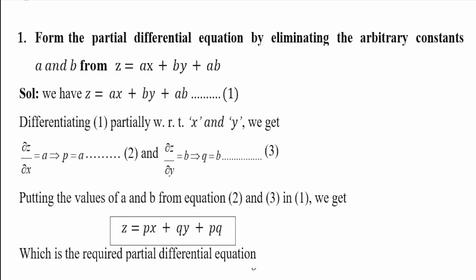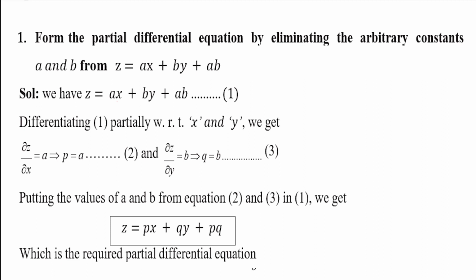First problem is: form the partial differential equation by eliminating the arbitrary constants a and b from z = ax + by + ab. First we consider the given one as equation number 1, that is z = ax + by + ab, and differentiating this equation partially with respect to x, we get ∂z/∂x = a. Already we use the notation ∂z/∂x = p, so p = a.